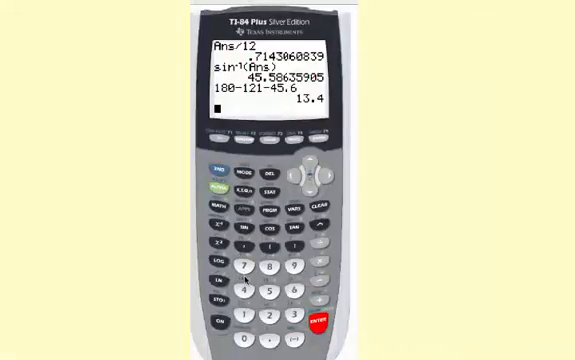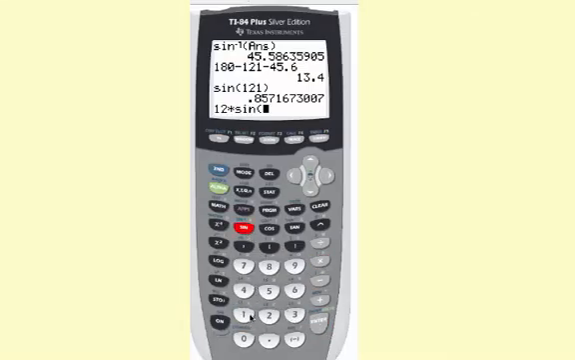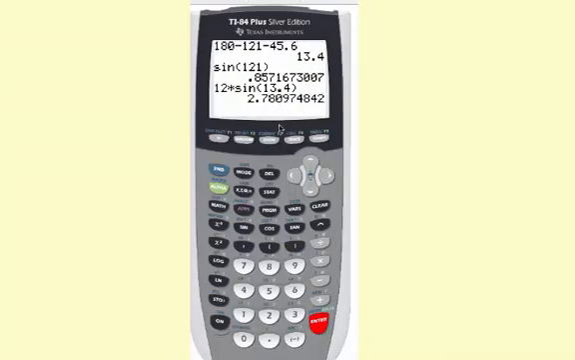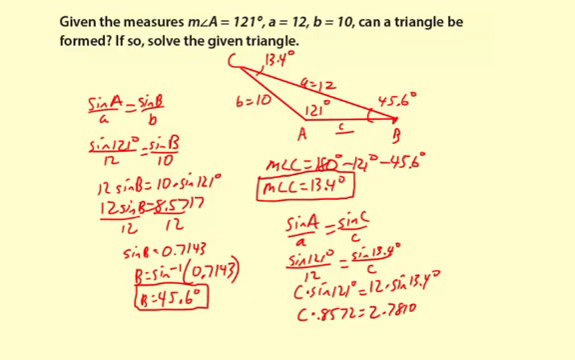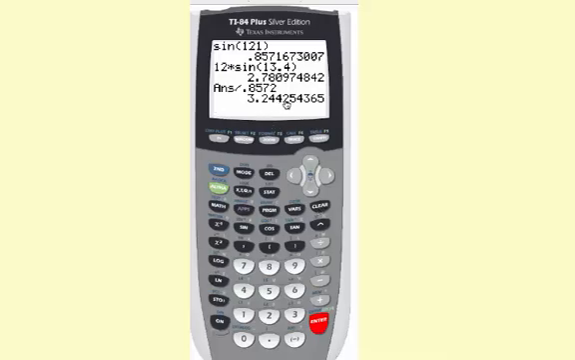So first I'll find the sine of 121 degrees. 0.8572 if you round it. And then I'll do 12 times sine of 13.4 degrees. 2.78097. That's kind of a tricky round here. It's going to be 2.7810. Okay, now I'm simply going to divide both sides by 0.8572 to solve for this side length c. So 3.244, we'll just round it to 3.2.